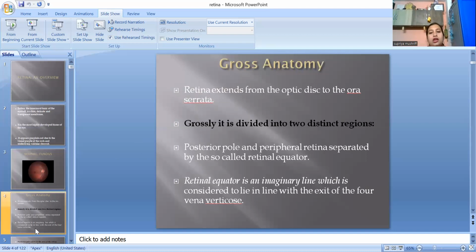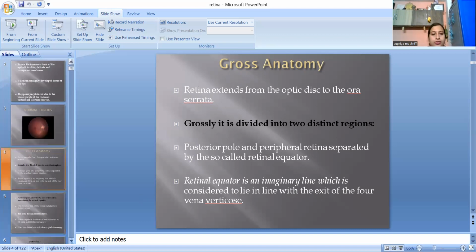Now what is ora serrata? Ora serrata is the area where retina ends. So retina extends from the optic disc to the ora serrata. Grossly, it is divided into two distinct regions, which I have told you earlier: the posterior pole and peripheral retina, separated by the so-called retinal equator. The retinal equator is an imaginary line which is considered to lie in line with the exit of the four vena vorticosa. I have told you about it earlier.